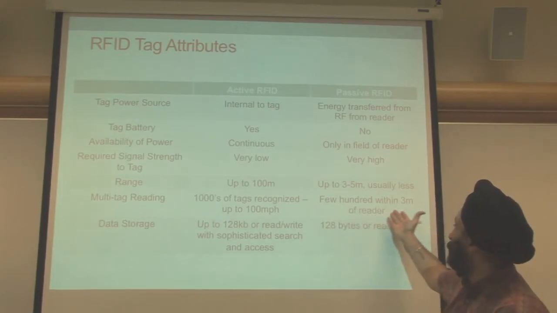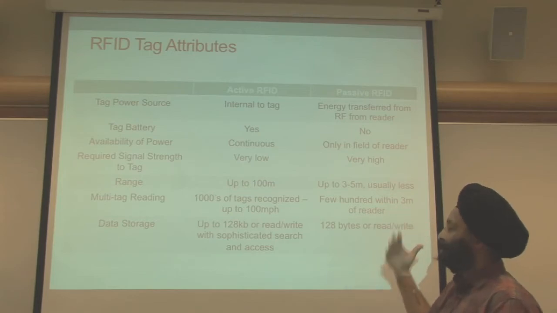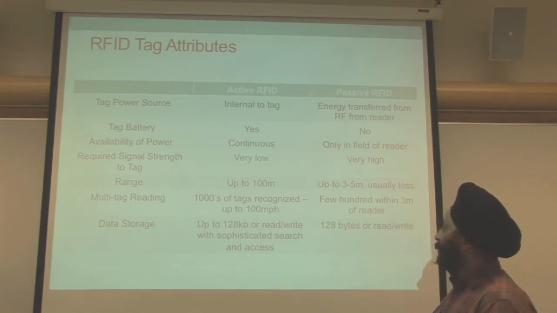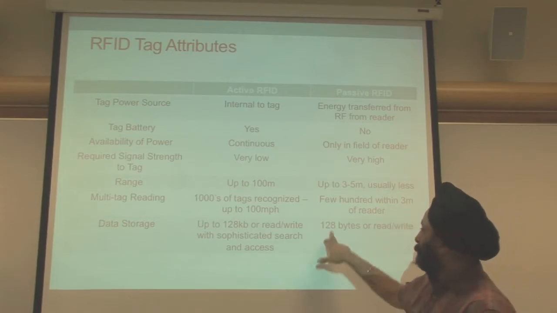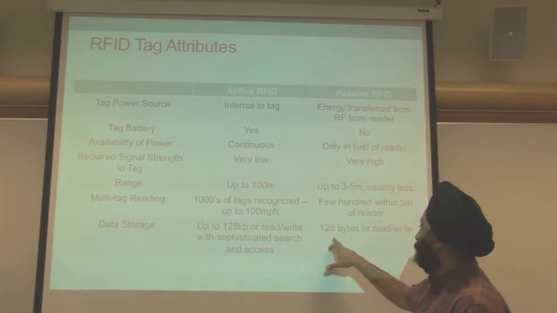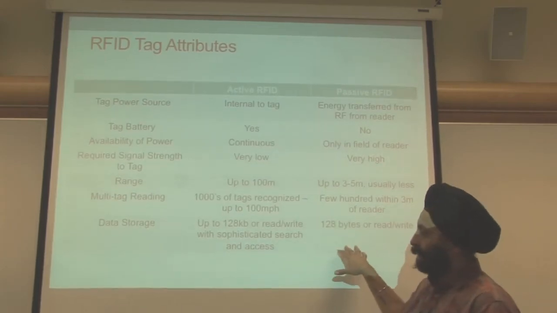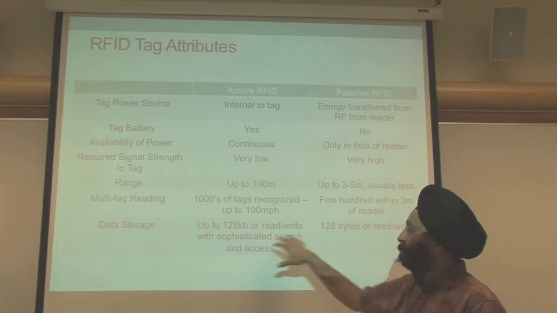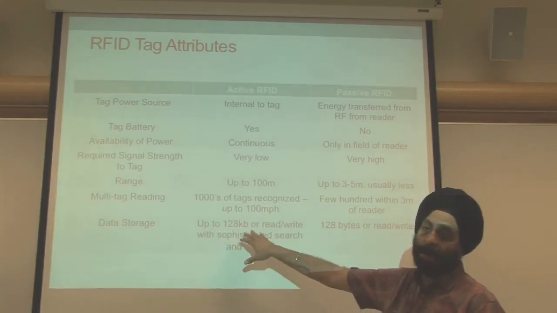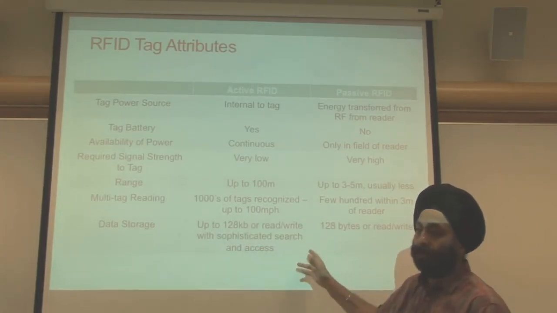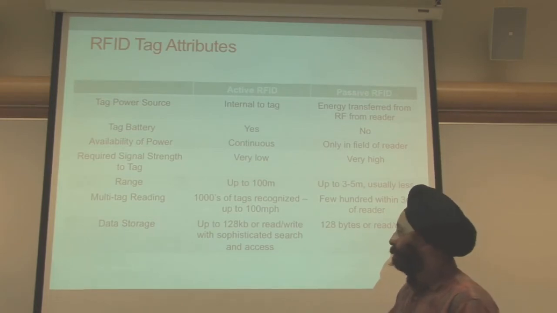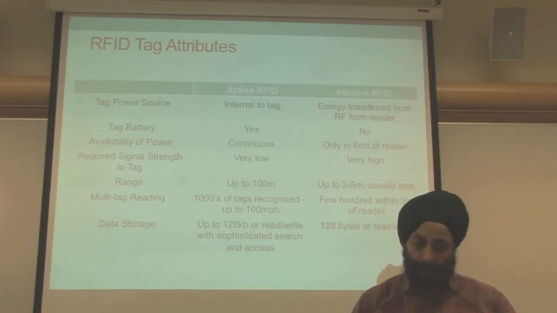Whereas over here, only a few hundred items within 3 meters of the reader can be identified. Because you're looking at only 125 bytes of read-write capability in a passive RFID compared to 128 kilobytes. So this is 1,000 times more information that can be captured, much more sophisticated access and search.